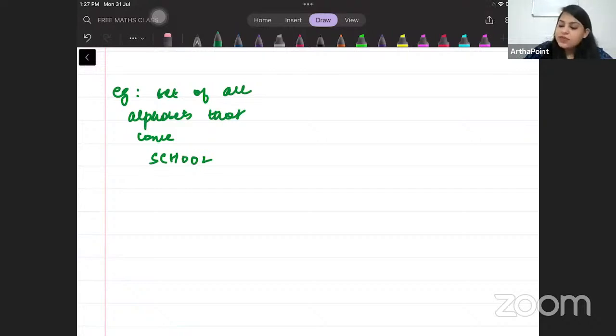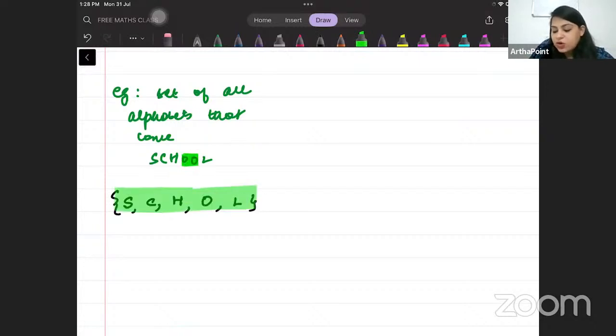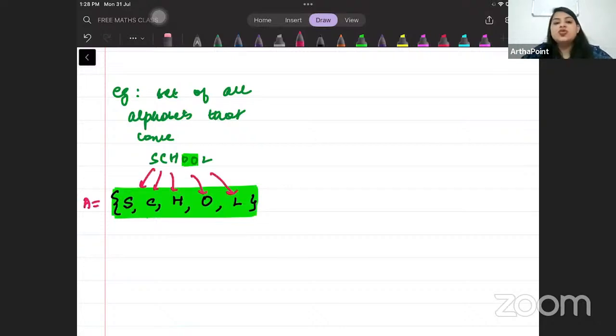So beta, what will you do? S is coming in school, C is coming in school, H is coming in school, O is coming in school, and L is coming in school. Even though O is coming twice, doesn't mean you will repeat it. You will write it only once. If O is repeating, you still write it only once. Are you getting it? So my set will have all elements coming only once. You only write unique elements.